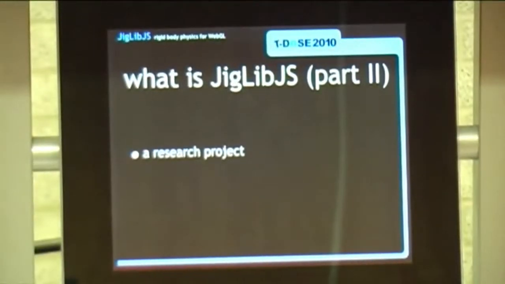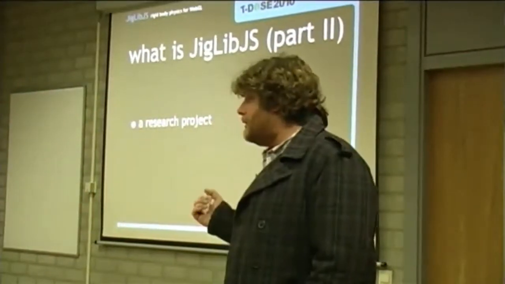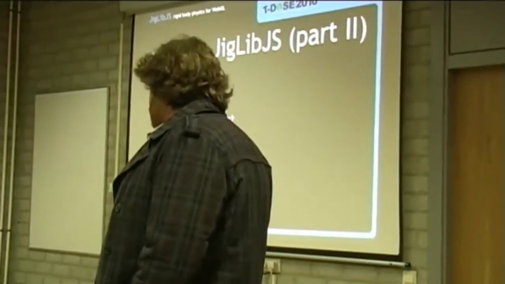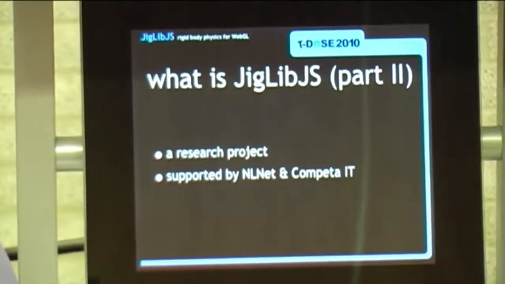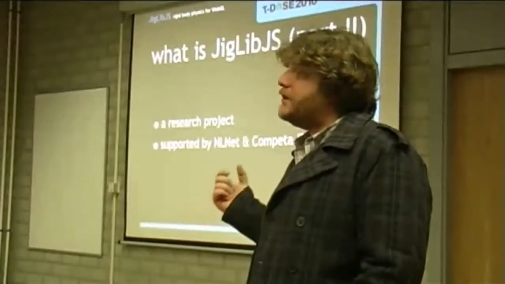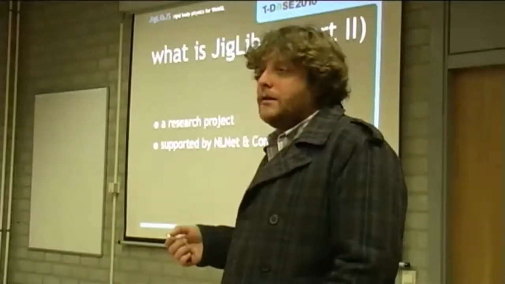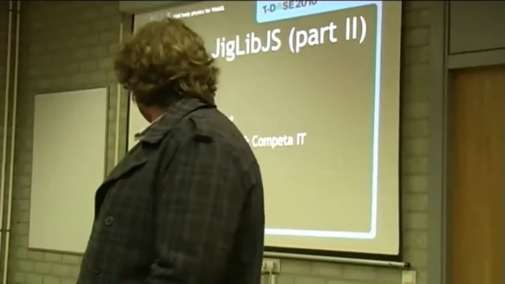So back to JigLibJS. It's essentially a research project. Obviously, it's also a product that people can use. It's a library that's designed to be used. But the aims for the project were mostly research-based. The project's actually supported by NLNet, who fund high technology projects in the Netherlands, and Comparative, the company that I work for.